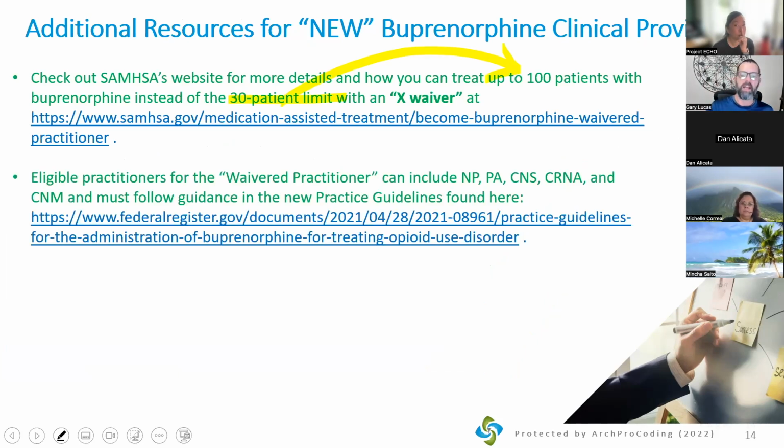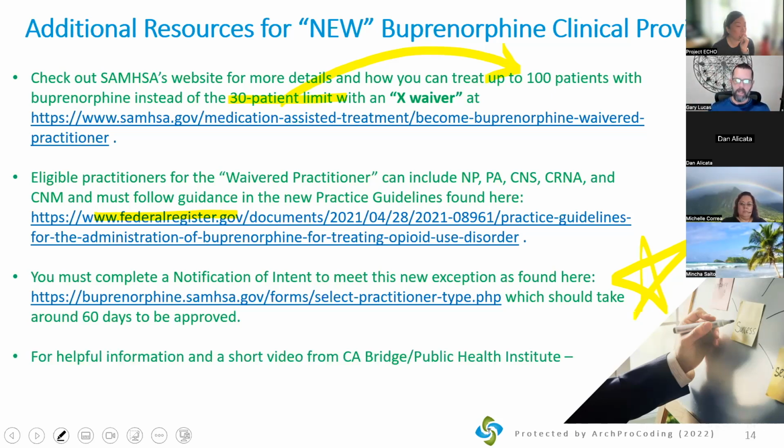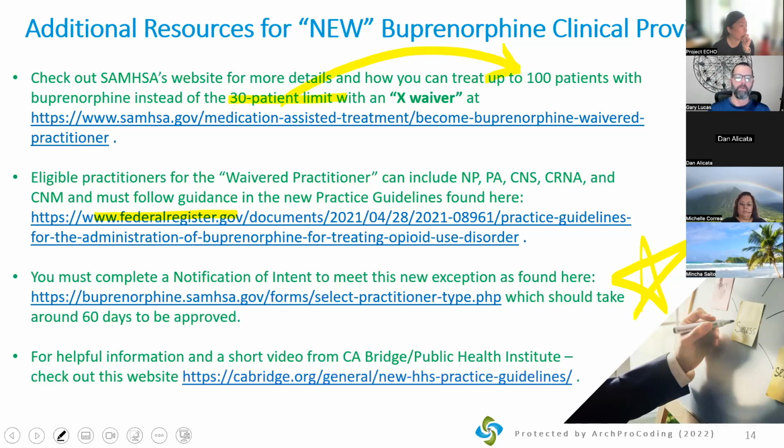But the source guideline is found here in the second bullet for those that may need a really deep dive on that subject. The third bullet here is really the document that you would fill out to get your provider approved from not having to get a waiver. That should take about 60 days to be approved. And the fourth bullet on slide 14 is a website where you can go investigate that process. There are short videos by this organization called the California Bridge and the Public Health Institute to help you walk through that process.